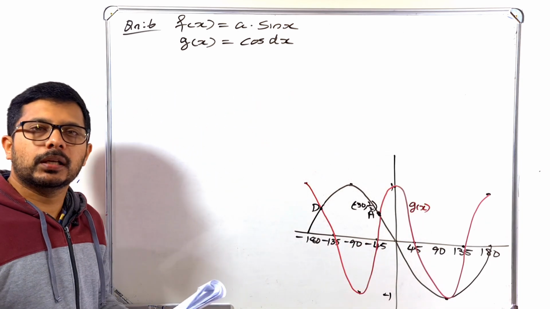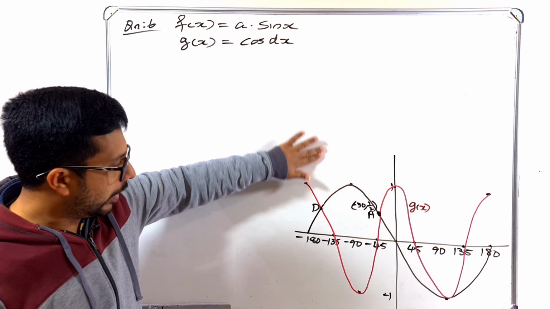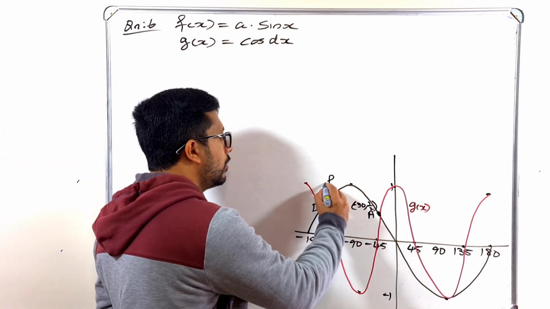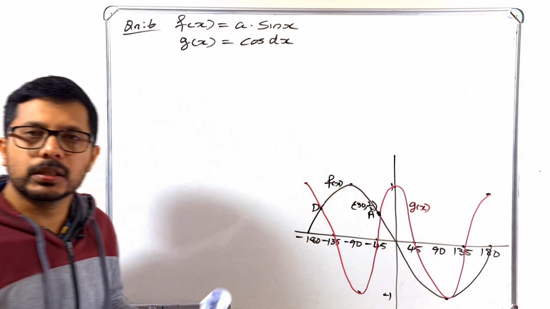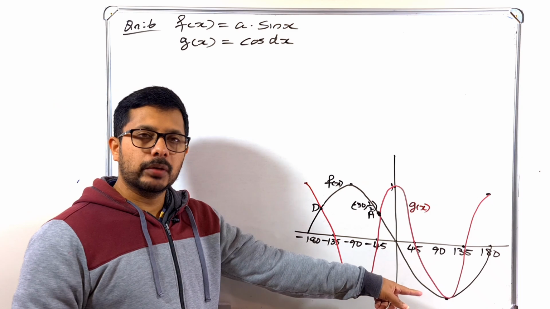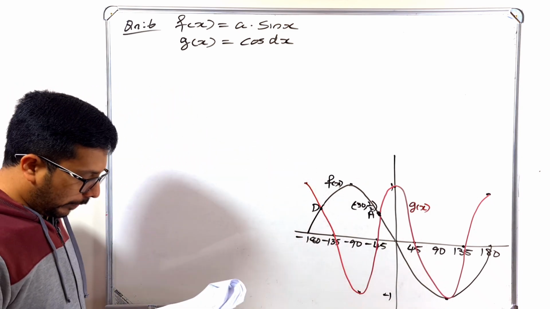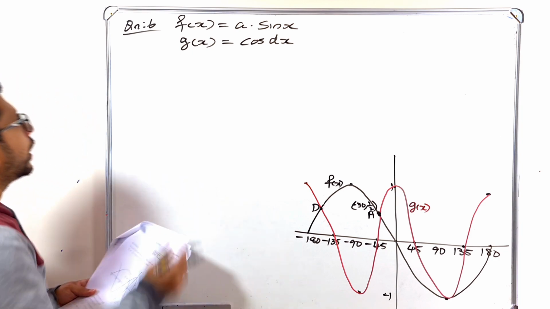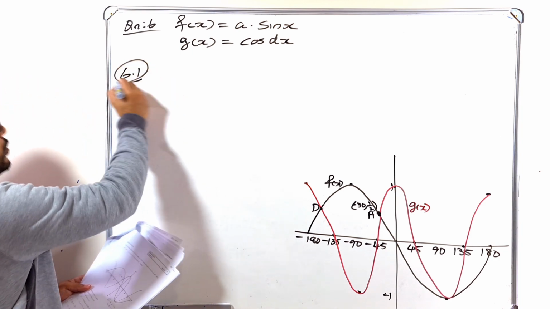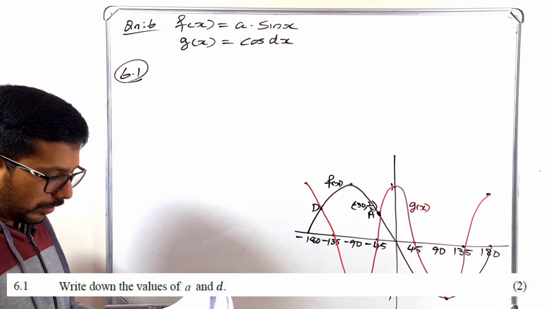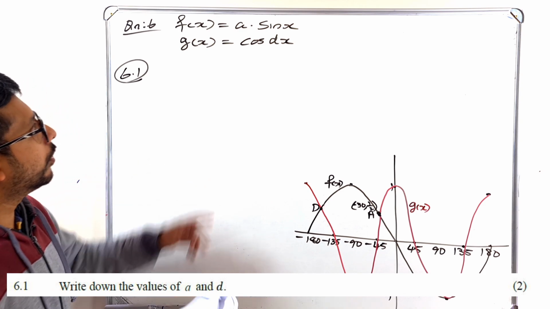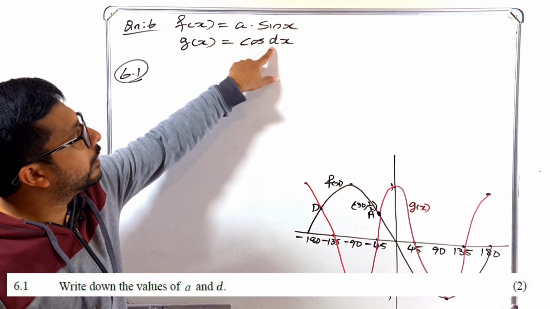Okay, so this is the graph of f and g. There are 2 graphs, one is f of x and the other one is g of x. The black one is f of x and the red one is represented with g of x. Now, first question, 6.1. What is the question? You have to write down the values of a and d.